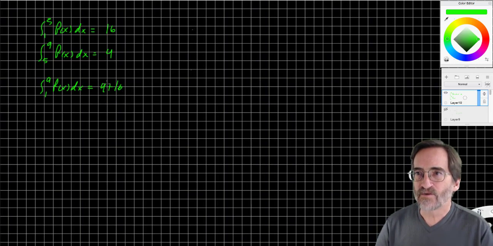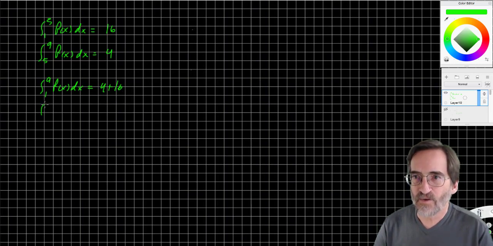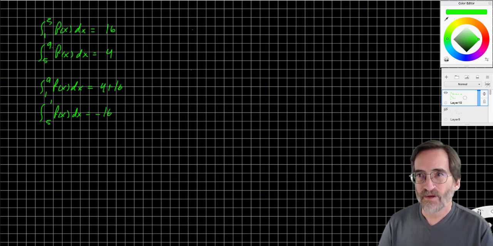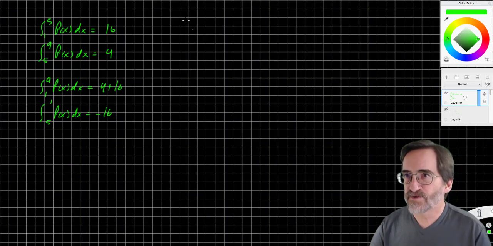What if I tell you this? What is the integral from 5 to 1 of f of x dx? Well, that would be negative 16, right? Because we just switched the 1 and the 5. You can do this for subtraction as well.